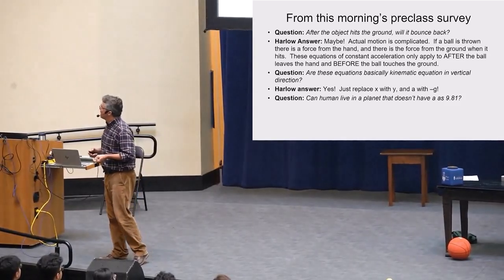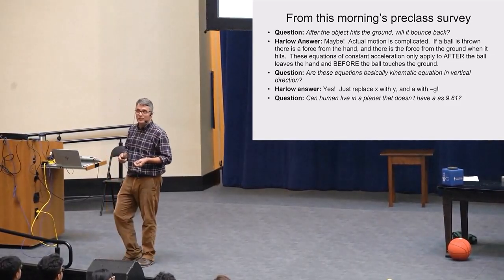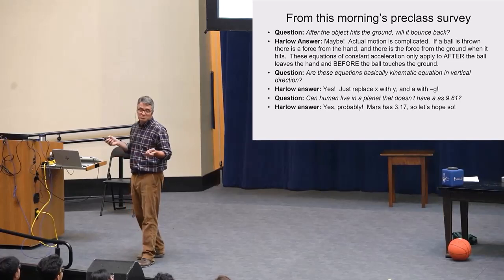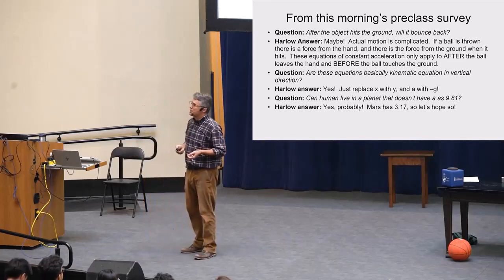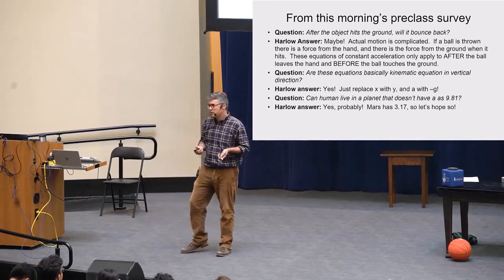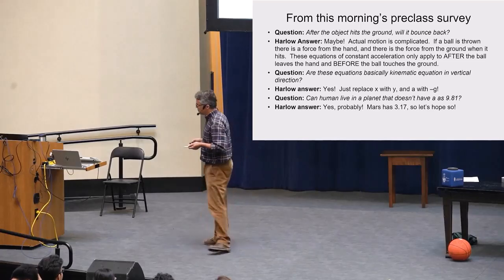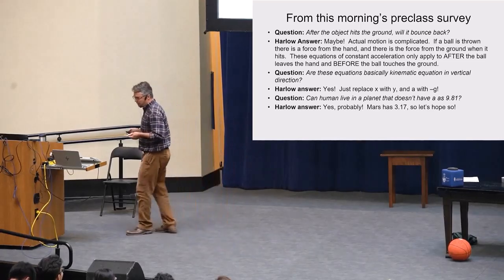Can a human live on a planet that doesn't have g as 9.81 meters per second squared? Well, I hope so. I mean, humans have been living in space where gravity is like 0 effectively, right? So Mars has 3.17 meters per second squared as its gravitational acceleration, so we would hope humans can live there.